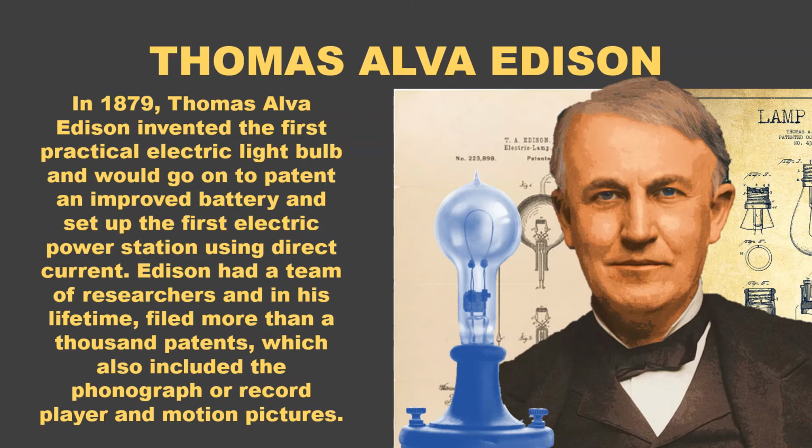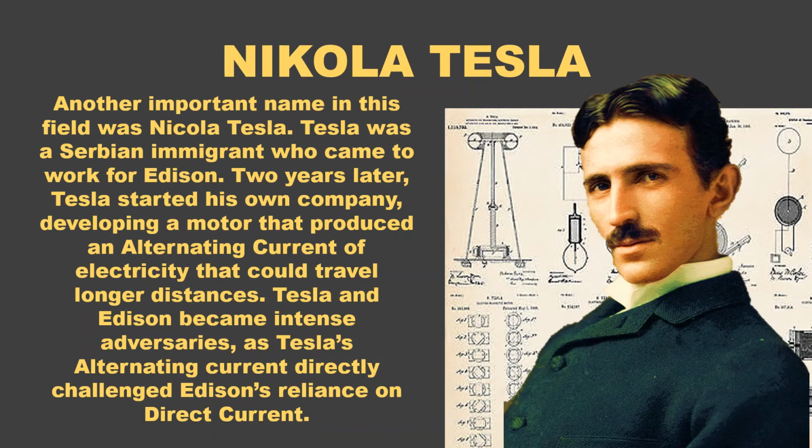Another important name in this field was Nikola Tesla. Tesla was a Serbian immigrant who came to work for Edison. 2 years later, Tesla started his own company, developing a motor that produced an alternating current of electricity that could travel longer distances. Tesla and Edison became intense adversaries, as Tesla's alternating current directly challenged Edison's reliance on direct current.